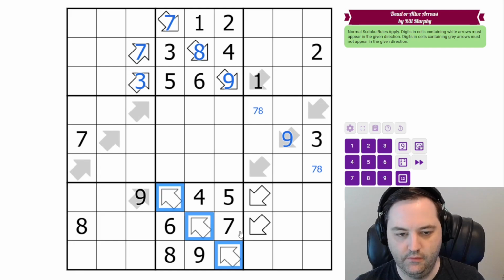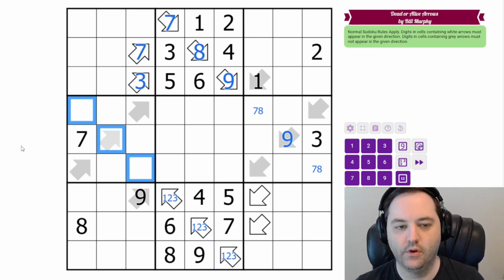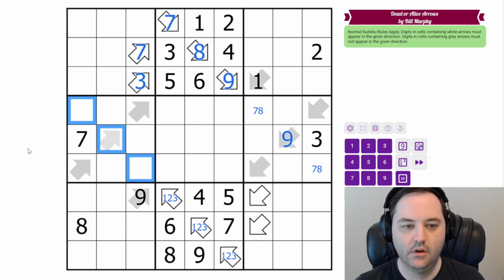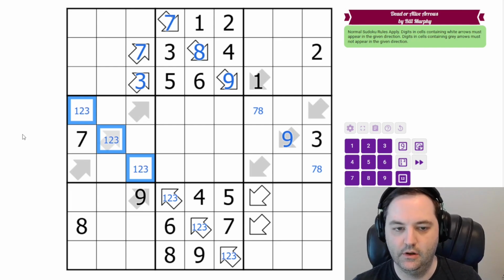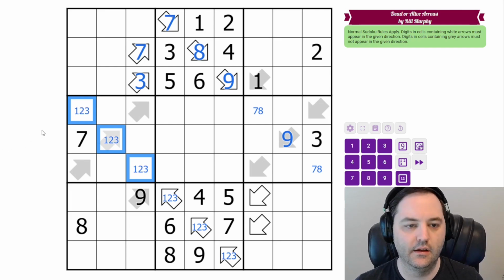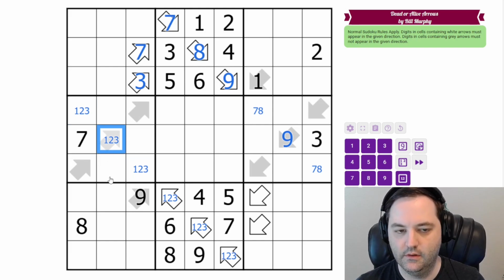Alright, we're going to do something very similar down here. These are from 1, 2, 3. Because they're all on white arrows on the same diagonal, all 3 of them have to appear in the remaining 3 cells on that diagonal. So these are also from 1, 2, 3. This arrow can't contain a 2 because there's a 2 that it's pointing at, and it also can't contain a 3 because there's a 3 in the row. So there's our 1.